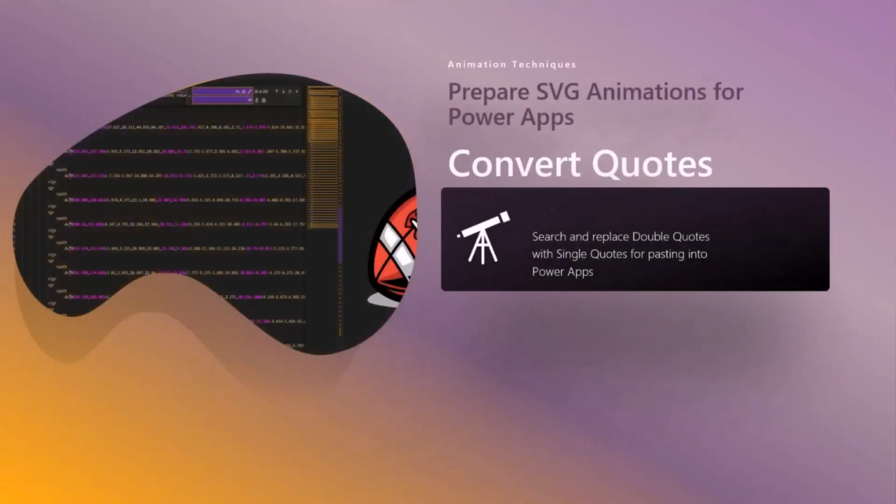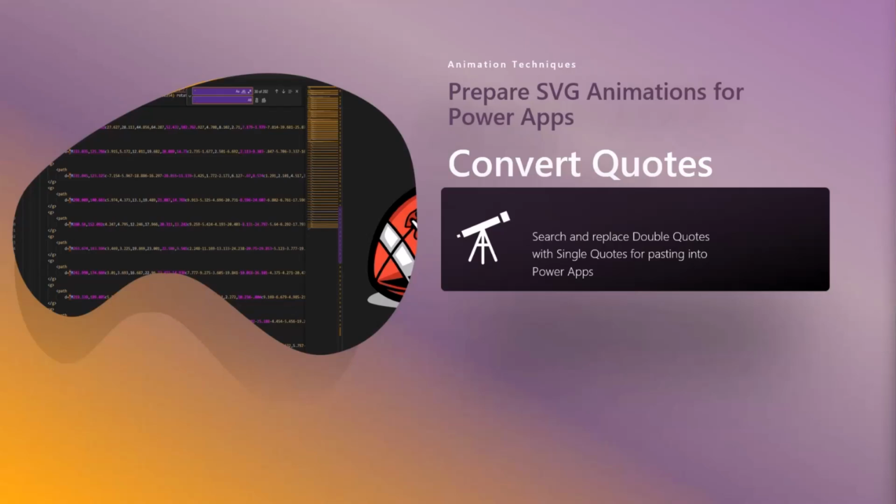When we're talking about preparing SVG animations for Power Apps, it's a little bit of a process, right? You have to search and replace the double quotes with single quotes for pasting into Power Apps. And then you need to prefix it and suffix it, essentially put something at the beginning and the end to make it work, right? So is there a better way? Well, let's take a look.